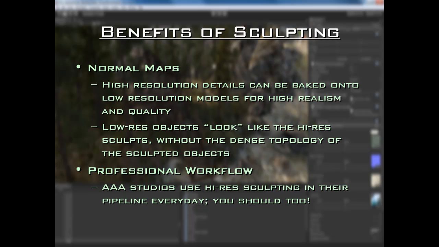Like I said, you don't have to incorporate sculpting into your pipeline or your workflow, but there are some benefits to take into account with sculpting. Normal maps, of course, is the biggest one. High-resolution details can be baked onto low-resolution models for high realism and quality. This is the reason that characters look so good in games like Gears of War and Call of Duty and all these other games. It's the sculpting and normal maps that really make those characters pop and look AAA quality. Low-res objects can be made to look like high-res sculpts without the dense topology of the sculpted objects.